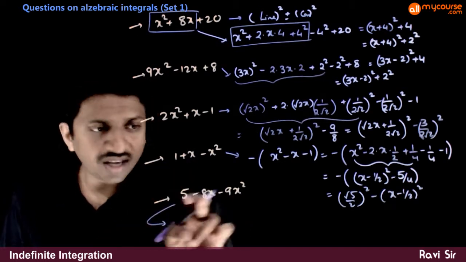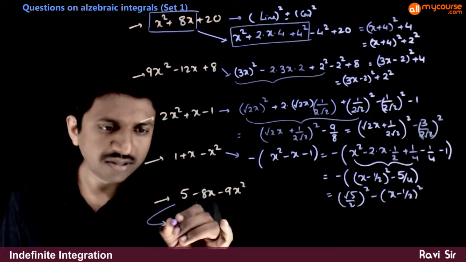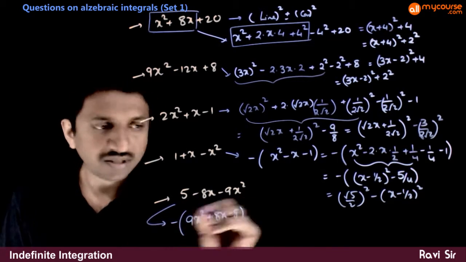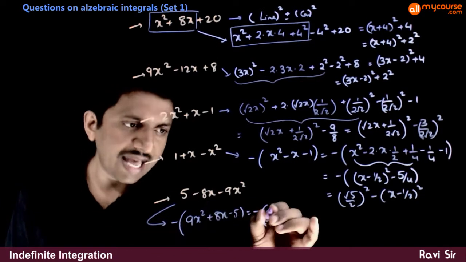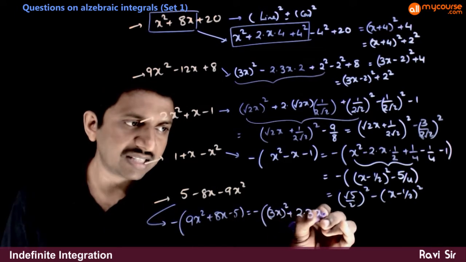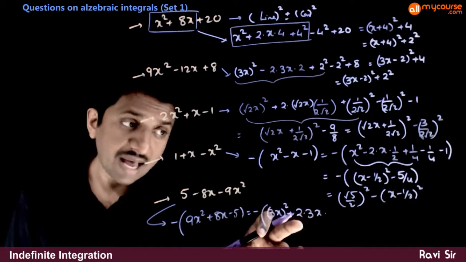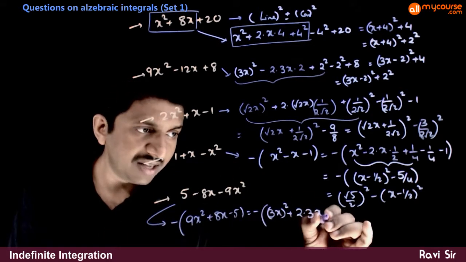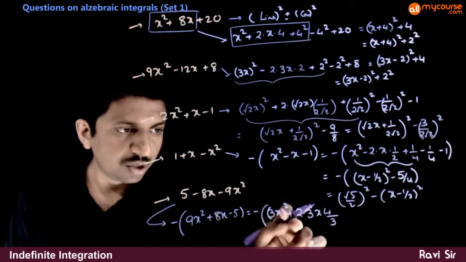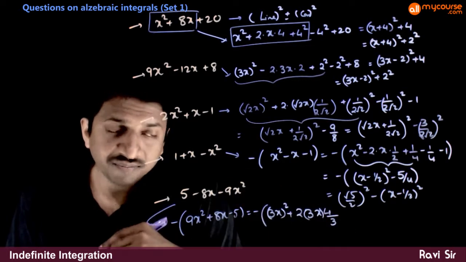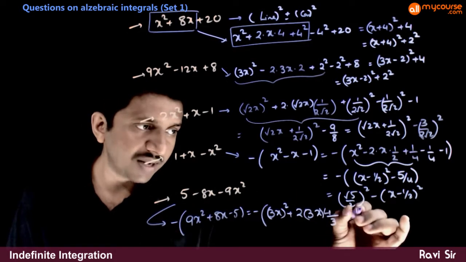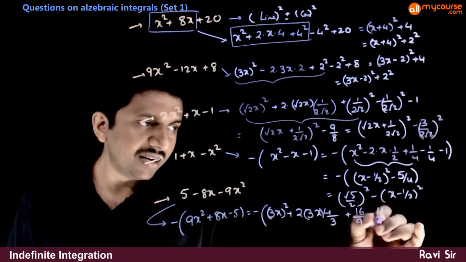So next, let us do this. Here also, the leading coefficient is negative. So this can be written as minus of 9x square plus 8x minus 5. So this can be written as minus of 9x square is 3x whole square plus 2 times 3x times, you need an 8x. You have a 6x here. So what you need to do is, the 3 gets cancelled, and you need a 4 by 3. So 2 times 3x times 4 by 3 is 8x. 8x is adjusted. So you need a 4 by 3 whole square, that is 16 by 9. So you add it and subtract it, minus 5.